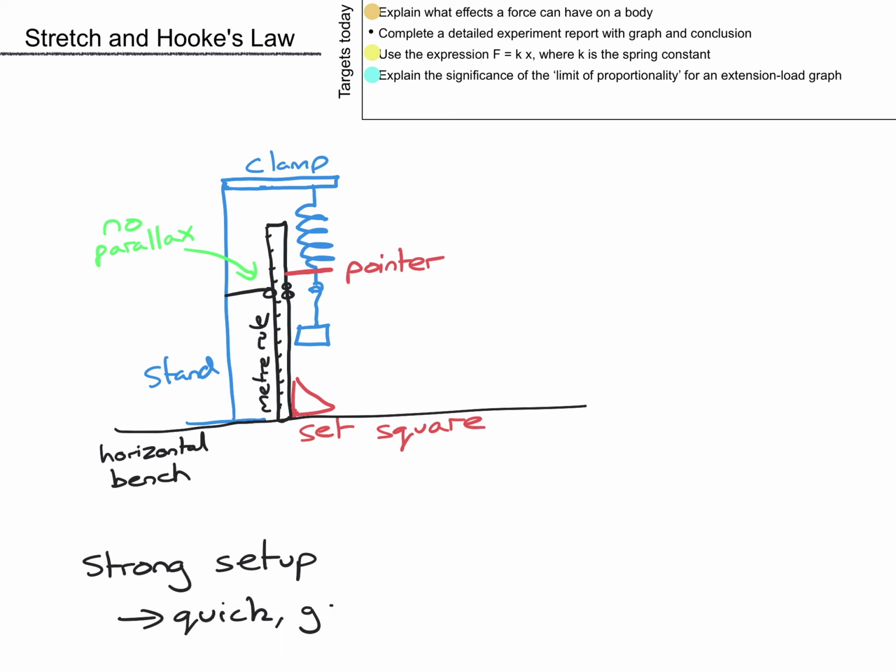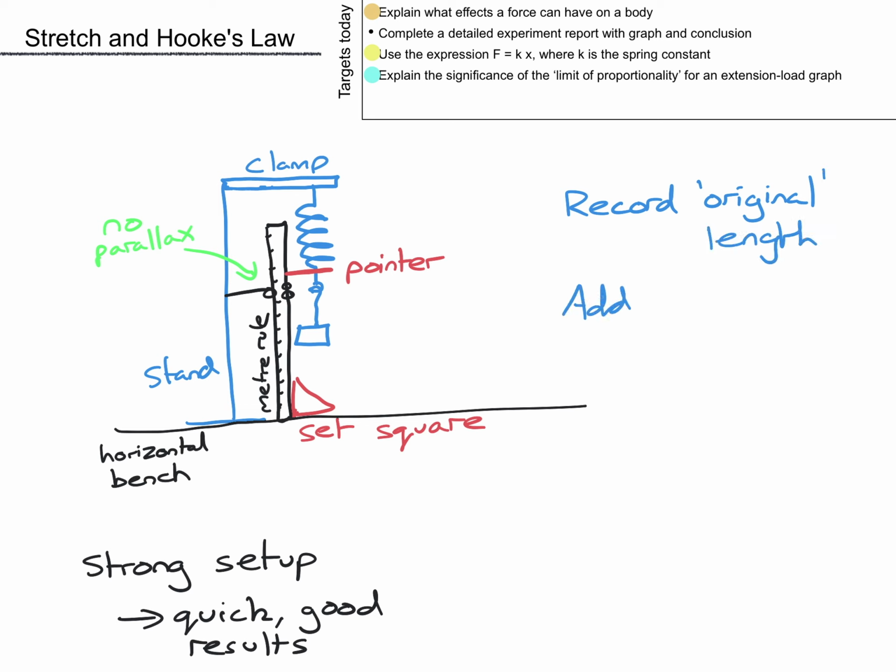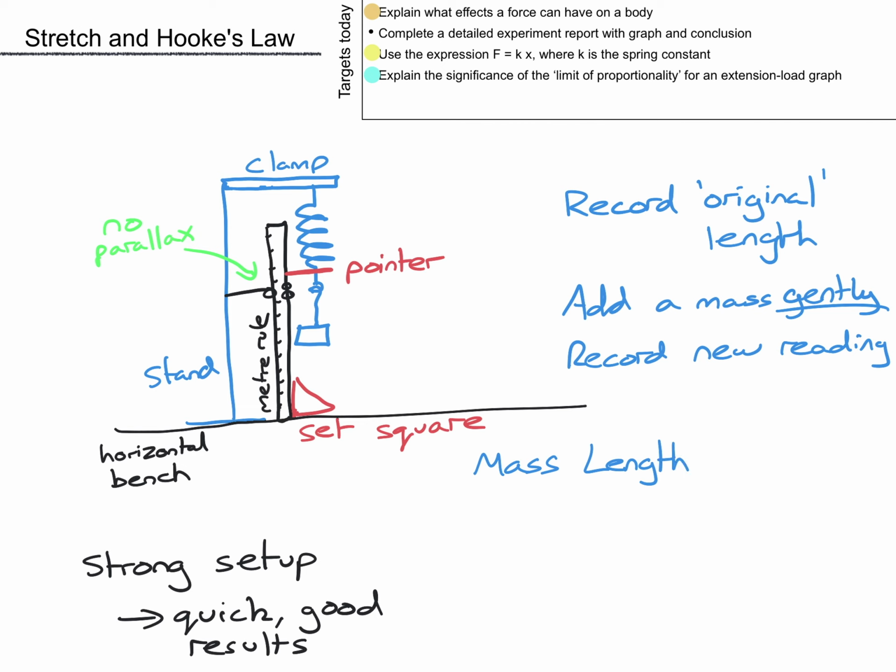So, record the current reading of the pointer. This is your original length. It might be the actual original length, that's nice, but it's not important. Add a mass, gently. Don't overextend the spring, and record the new reading. Add another, etc., etc. Now, since the rule doesn't move, you'll be able to do this super fast. Just don't overextend the spring at any point.